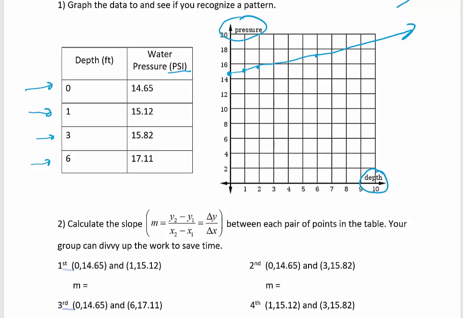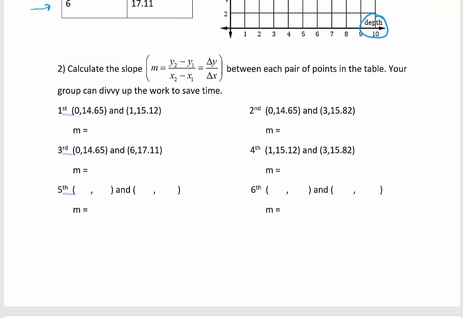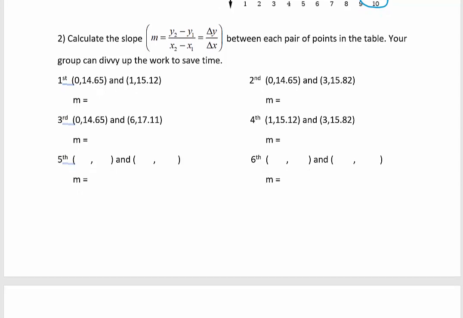Okay? Next thing we want to do is calculate the slope between each pair of points in your table. Your group can divvy up the work to save you time. Well, if we're working at home, we're going to have to do all the points because we don't have a group to pass any of the work on to. So what we're doing is calculating the slope between each combination of these points.